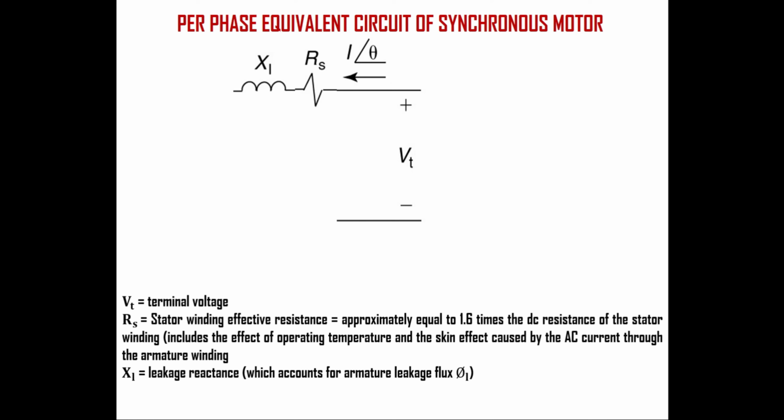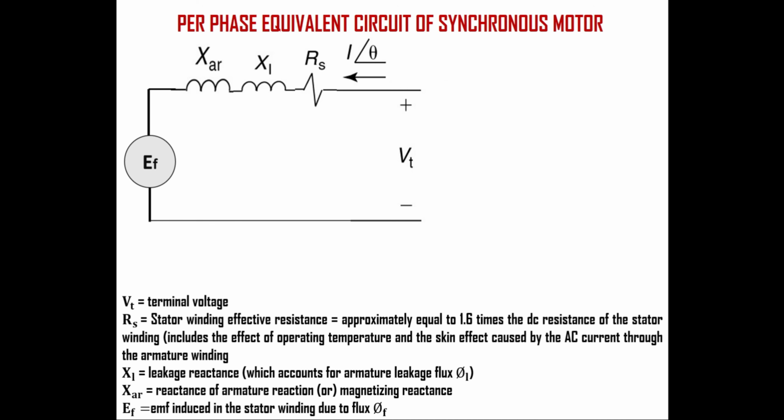XL is the leakage reactance which accounts for armature leakage flux phi L. XAR is the reactance of armature reaction or magnetizing reactance which accounts for armature reaction flux phi AR. And EF is the EMF induced in the stator winding due to the rotor field flux phi F.